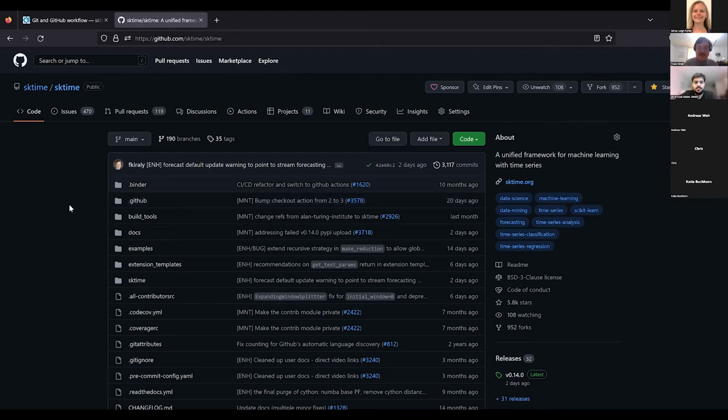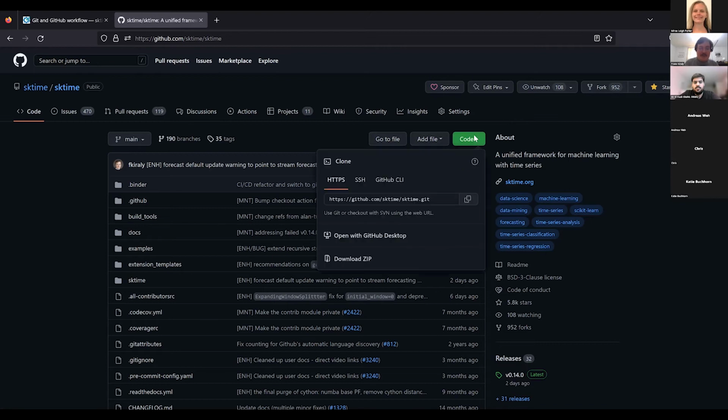Okay, so let's suppose this is the fork. So this is not the fork, but your fork will look the same. It will say forked from sktime. And so there are graphical user interface ways to clone. If you have GitHub Desktop installed, you can click here, open with GitHub Desktop, and it will connect with the application and create a clone.